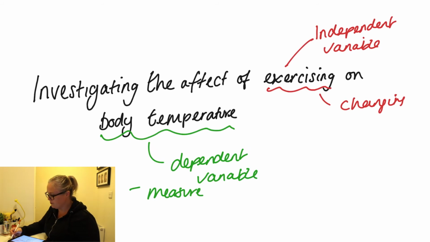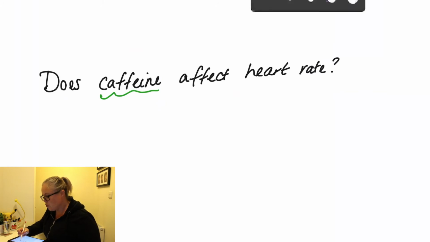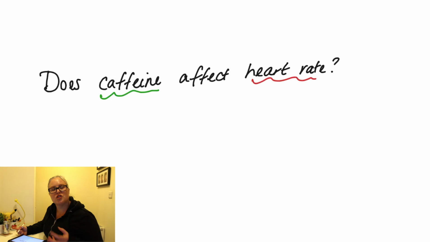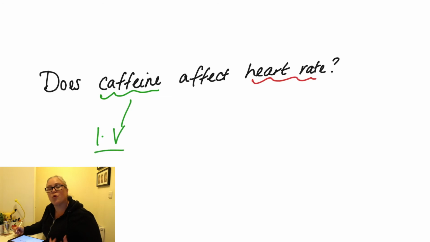Let's have a look at another one. Does caffeine affect heart rate? So we've got caffeine that's going to be changed in this investigation, and we've got heart rate that's going to be changed. Which one is the one we're going to measure? Which is the one that we're going to change during the investigation? So the independent variable is the caffeine. And the one that we'll measure is the heart rate, and that will become our results, and that is the dependent variable.